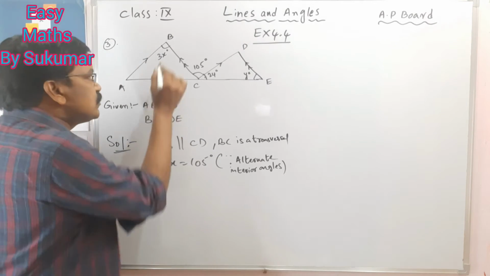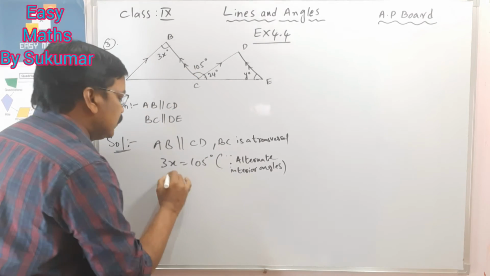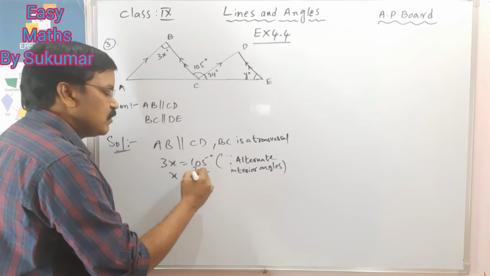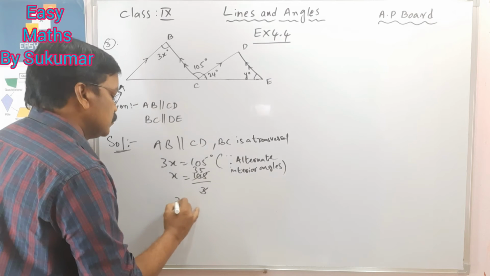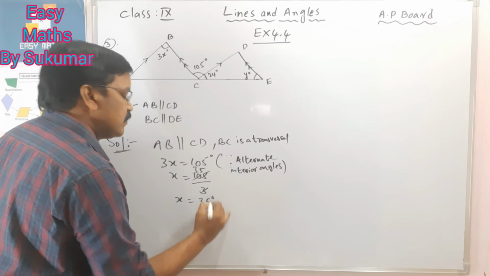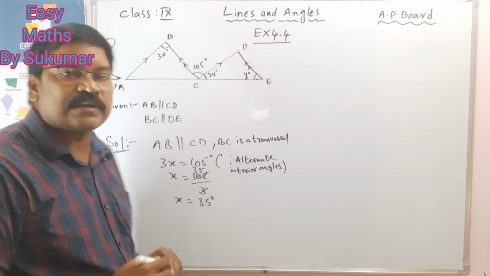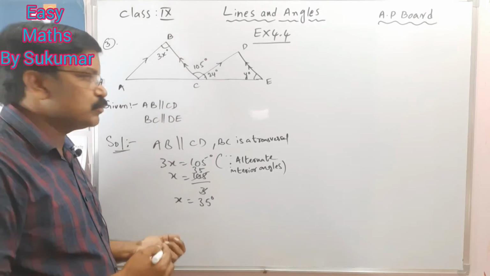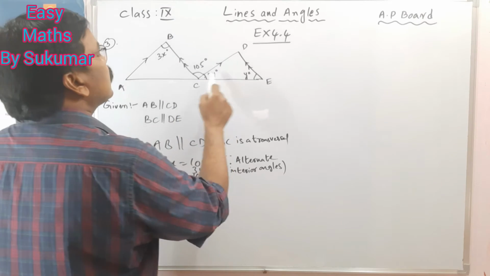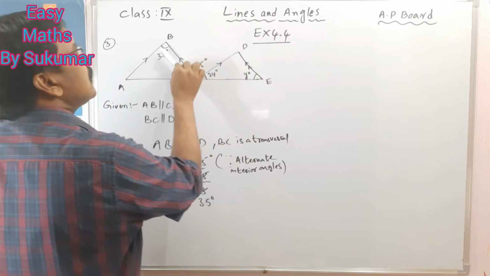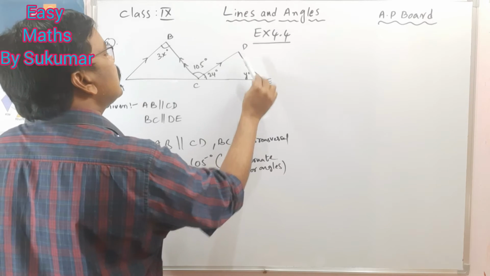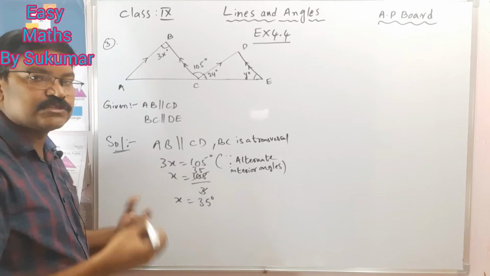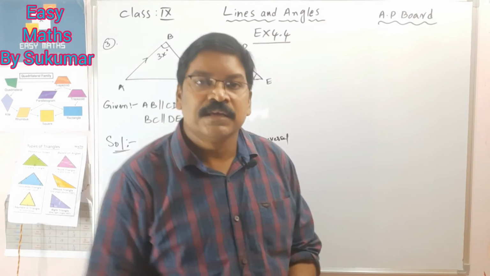So my dear students, this 3x and 105 are equal. That means x is equal to 105 by 3. So 3 3s are 9, 1 5, 5 3s are 15. So x is equal to 35 degrees. Now we have to find the value of y also here. See, here these two lines are parallel, and the sum of the interior angles on the same side of the transversal are supplementary.